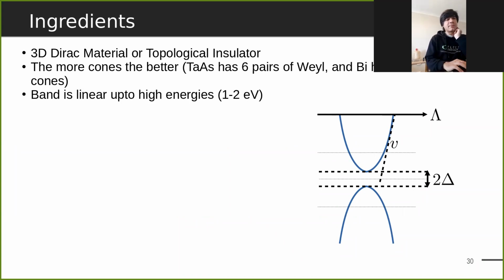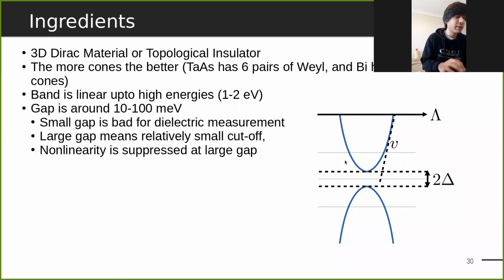Band should be linear up to 1 to 2 electron volts, because you want to have a sizable range where this Dirac Hamiltonian is applicable. The gap shouldn't be very large, because when it's very large, then when it gets close to this cutoff, the applicability region of the Dirac Hamiltonian is destroyed. It gets very narrow.